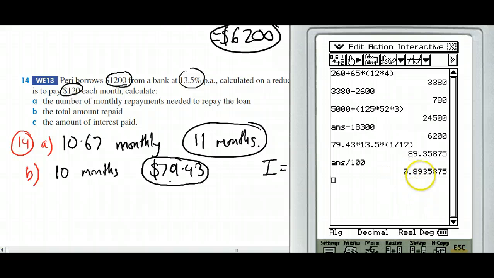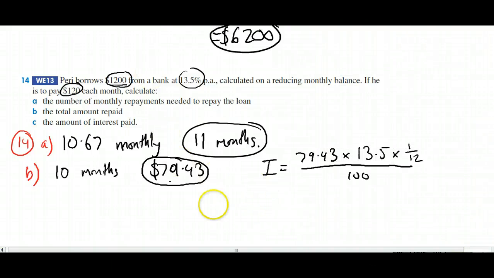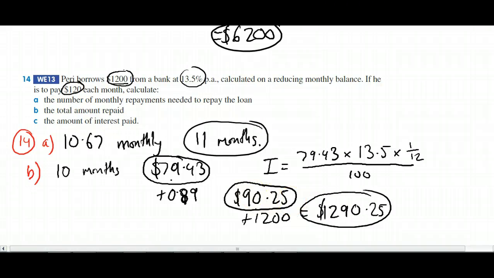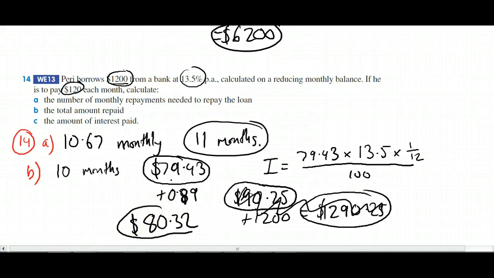So we've just got to add this tiny little amount on. That's the interest that he's got to pay in that last month, 0.89 cents. Just to get it perfectly accurate, let's add that little amount of money onto the amount left over from before, and we've got $80.32. So if we add those two together, we get $80.32. Okay, so the total amount to be repaid is going to be that plus the 1200.